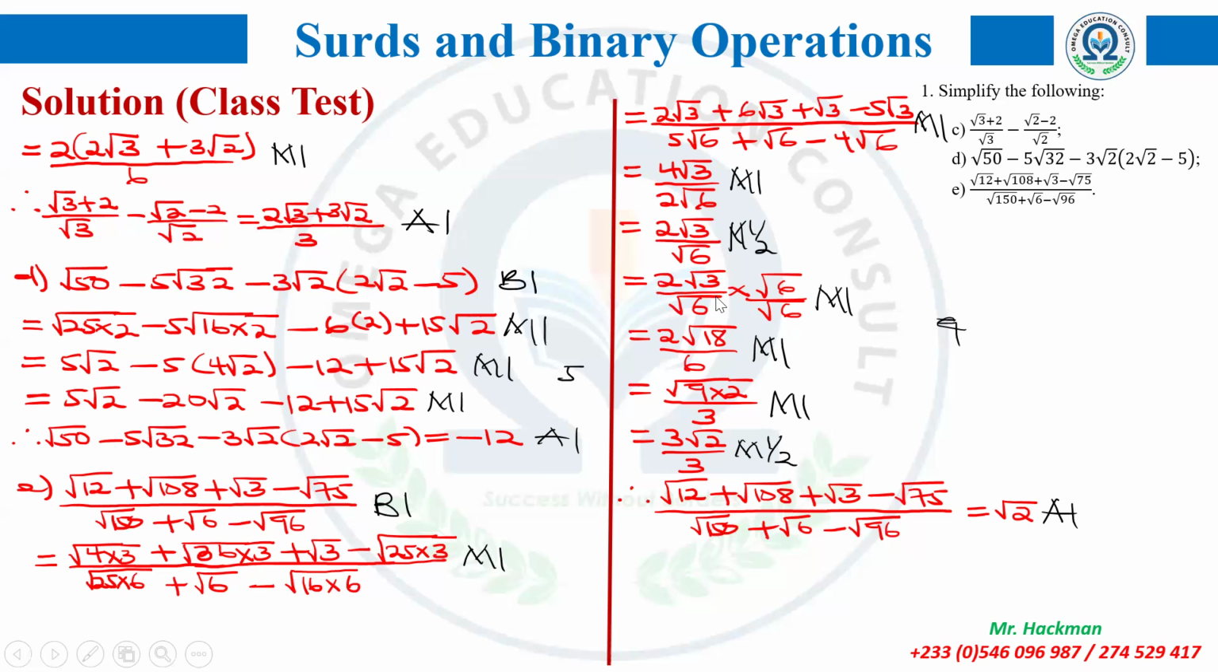So what do we do? It will be this times this, which will give us 2 root of 18. Then this times root of 6 times root of 6. That will give you root of 6 squared, which is 6, or root of 36, which is 6. So now you can't end here, though the denominator is now rational.